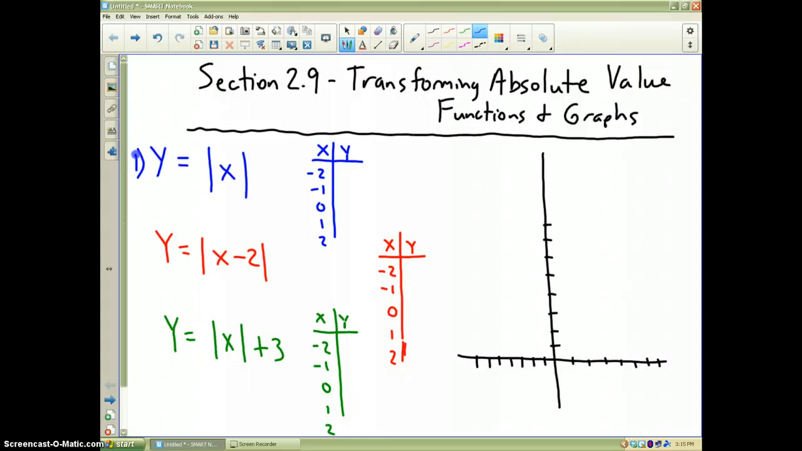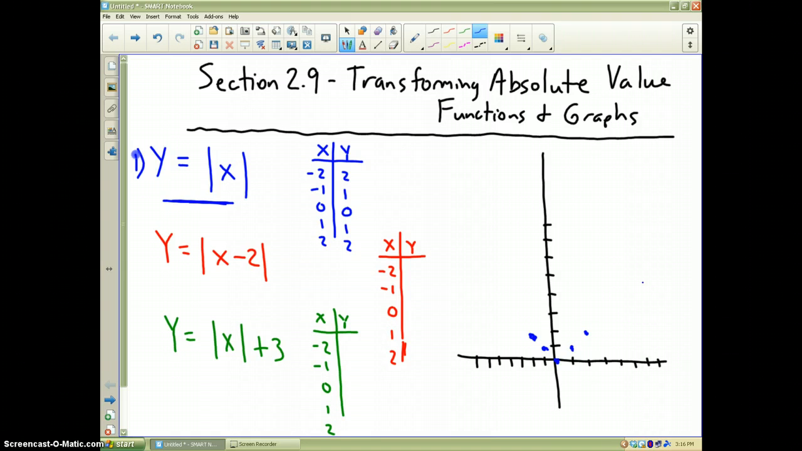But otherwise, I made a t-table of x equals -2, -1, 0, 1, and 2. And I'm just going to plug these into my equation. And obviously the absolute value of -2 is 2, the absolute value of -1 is 1, absolute value of 0 is 0, and so forth. And so what I get is my absolute value parent function graph, which I described in the prior video.